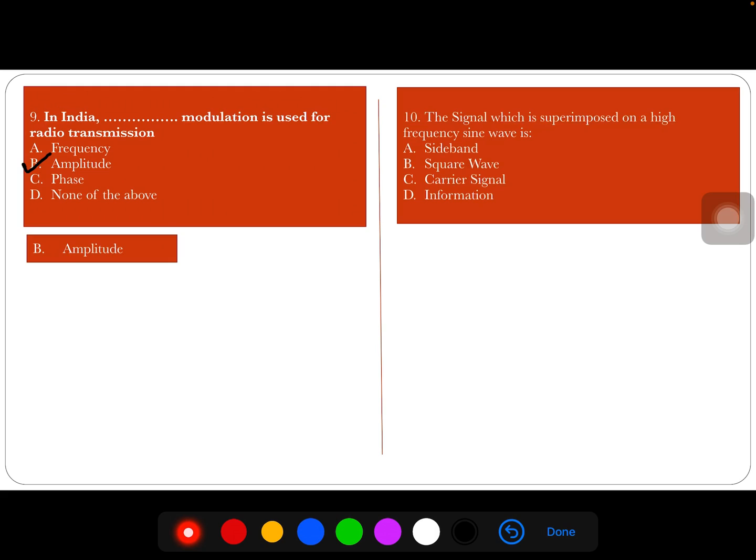Next question, the signal which is superimposed on a high frequency sine wave is? So this high frequency sine wave is nothing but your carrier wave, and the signal which is superimposed on the carrier signal is your information signal, which is also called message signal, which is also called modulating signal. So the option given in the question, according to that, D is the correct option, that is the information.